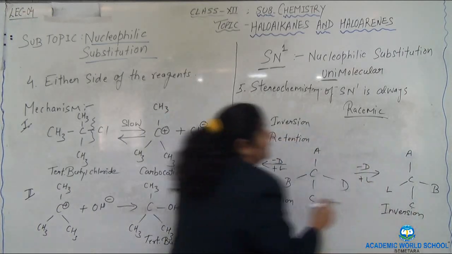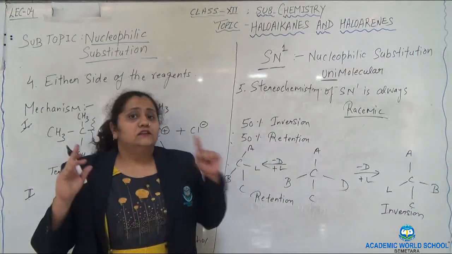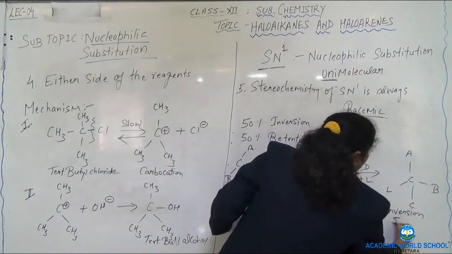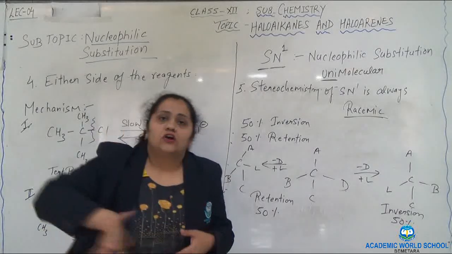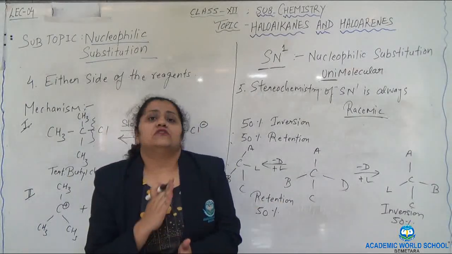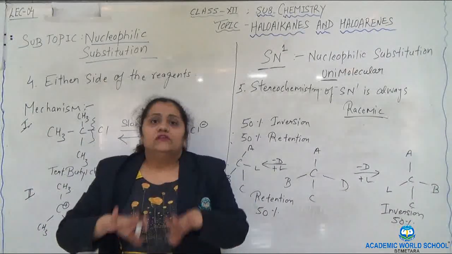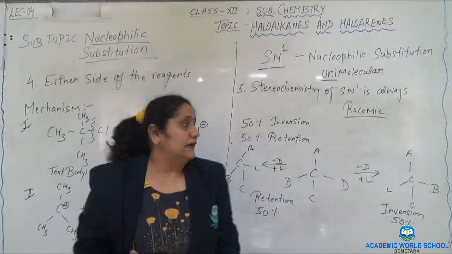So hence, in SN1 reaction, the nucleophile can attack from both sides. 50% of the product will be retention and 50% of the product will be inversion. You can also say that 50% will be clockwise, 50% will be anti-clockwise. Hence, the optical rotation of this type of compound will be 0. As you all know, the dextro and levo will cancel out each other and the optical rotation becomes 0. We will discuss it later on.